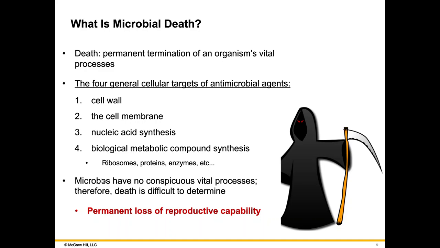So it becomes more complicated when we're trying to describe microbial death, because we can't take a cell's blood pressure. They don't have that, of course, but I hope you're seeing my point. We can't really measure cell death for microbes the same way we would for an entire organism. So we measure cell death in microbes in terms of their permanent loss of reproductive capability. That is what we describe as microbial death: permanent loss of reproductive capability.